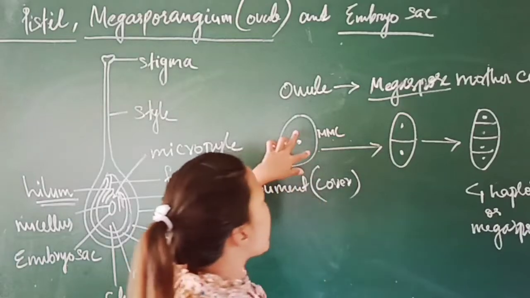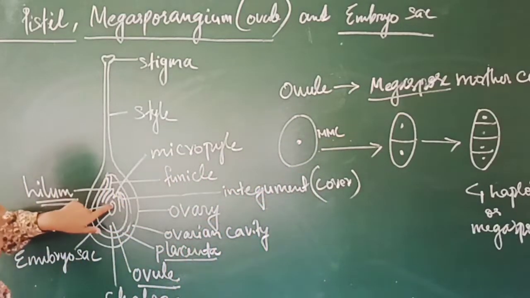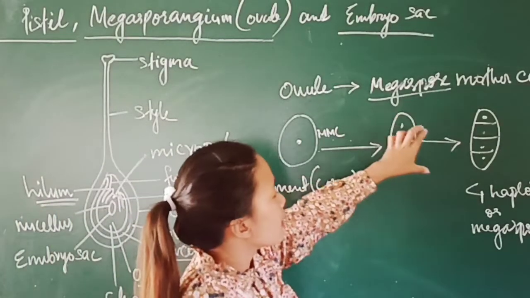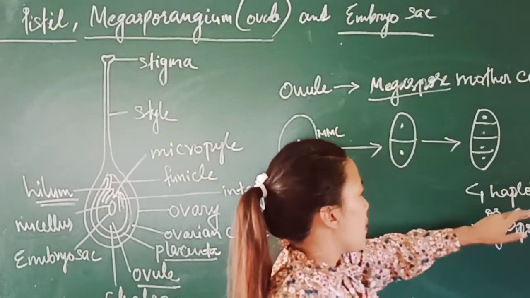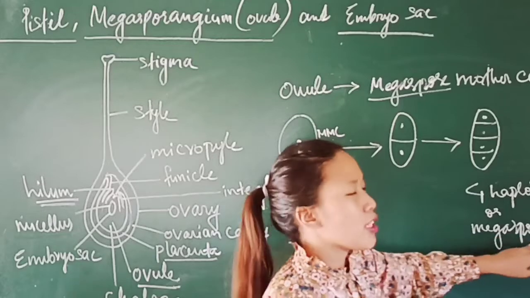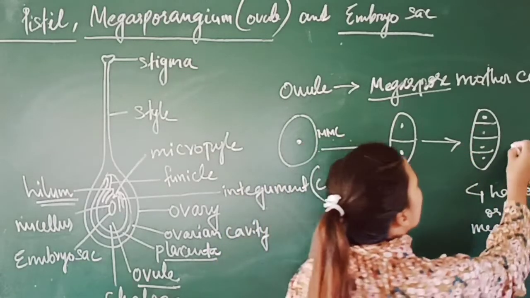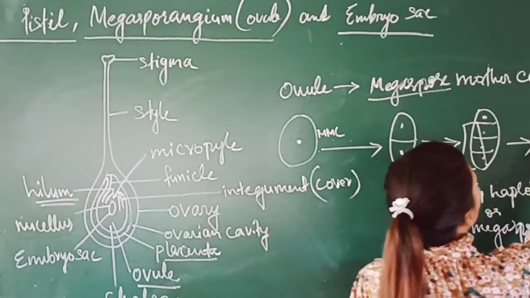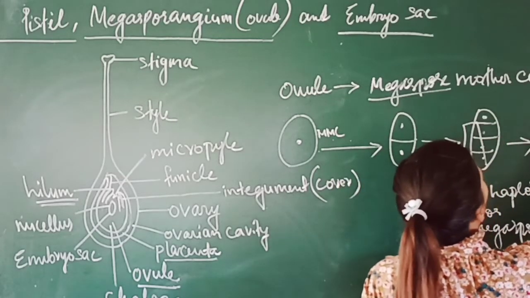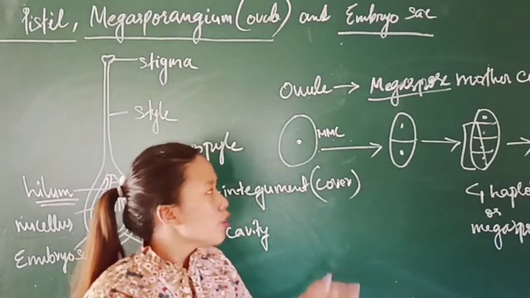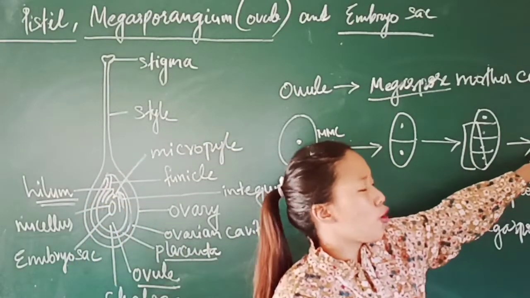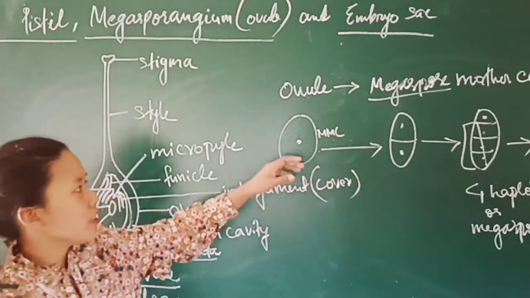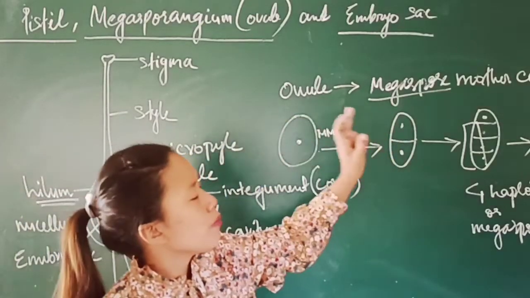So the megaspore mother cell, which is formed inside the ovule, undergoes meiosis and gives rise to 4 haploid cells, or 4 megaspores. Out of these 4, 3 degenerate and we are left with only 1 megaspore. This is how the megaspore is formed, in the ovule at the micropylar region, from the megaspore mother cell.